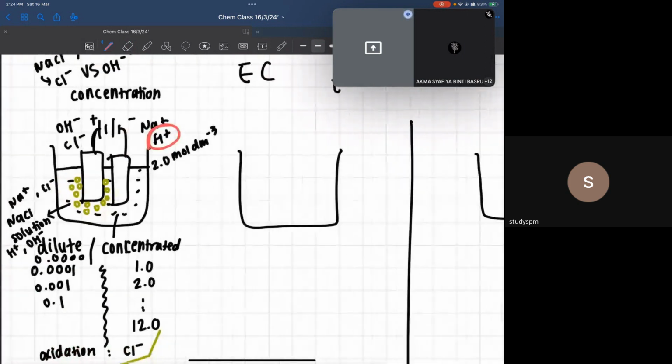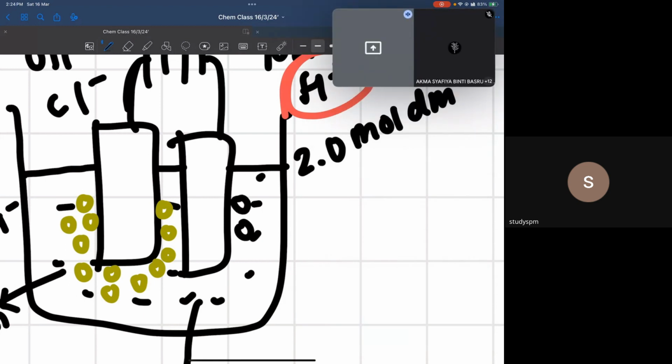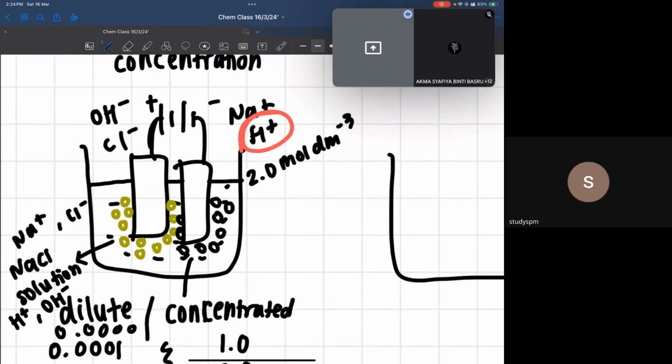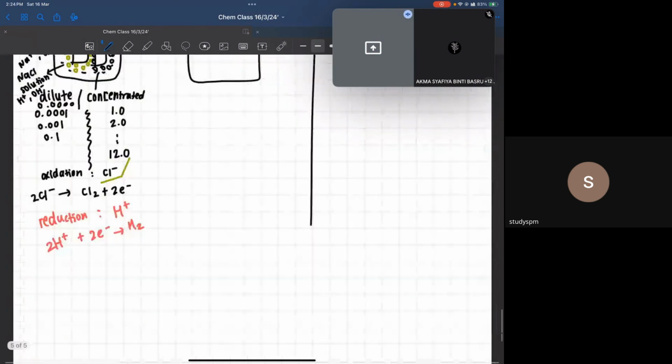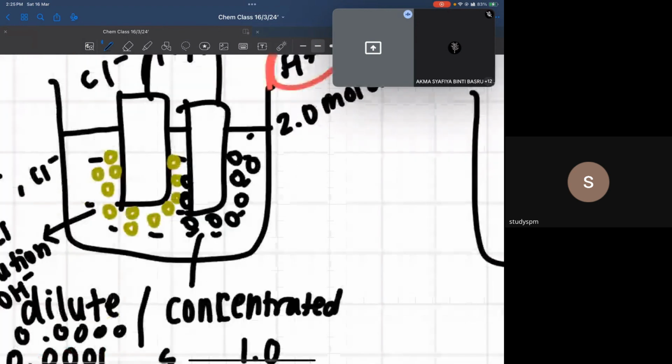Okay, so we can say colorless bubble gas, colorless. Hydrogen gas is colorless. If they ask for observation, you say colorless gas bubbles are produced. If they ask for the substance, hydrogen gas. If they ask for the substance for this one, you just say chlorine gas.